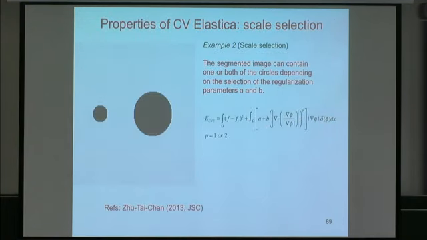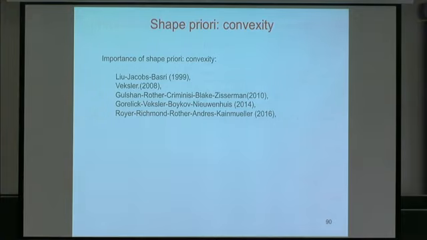There's another one. You see that no matter whether B equals 1, or P equals 1 or 2, if you just keep the ratio, you see these two circles, and we can show that for smaller B, both circles will be there. If you increase it to some value, the small circle will disappear. If you increase again, the big circle will disappear. So the ratio between A and B also determines which scale of the object you will keep in your minimization.